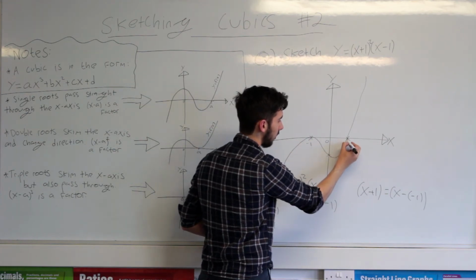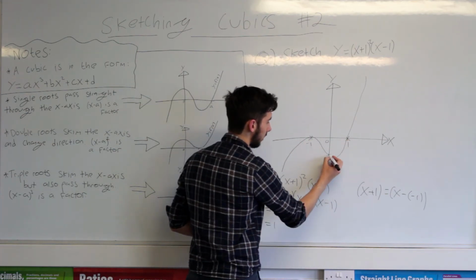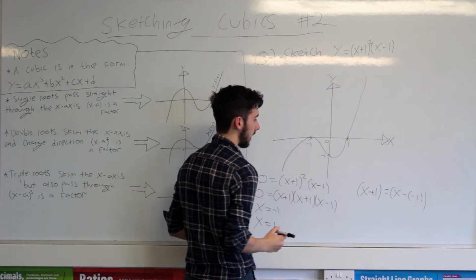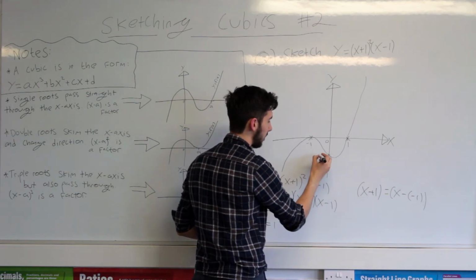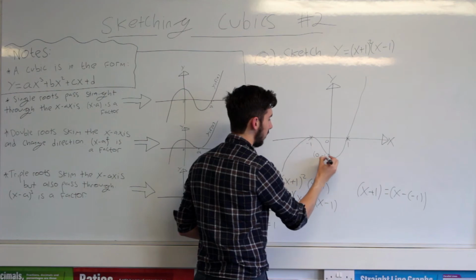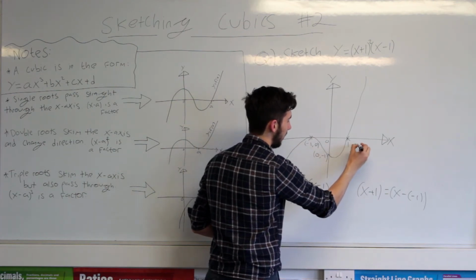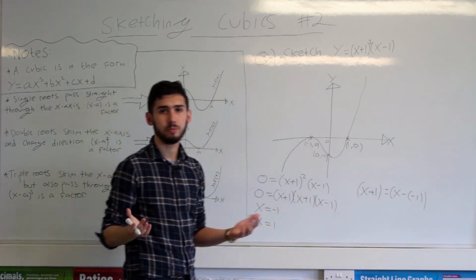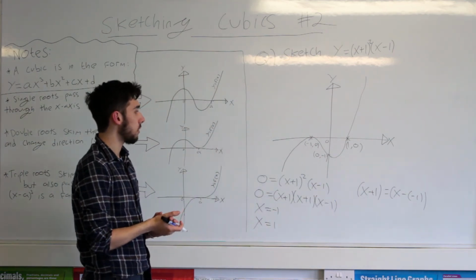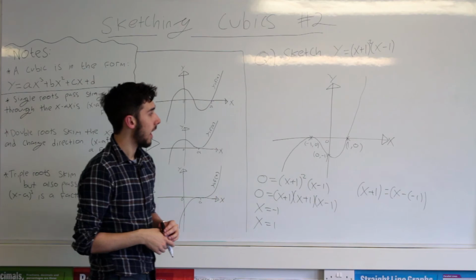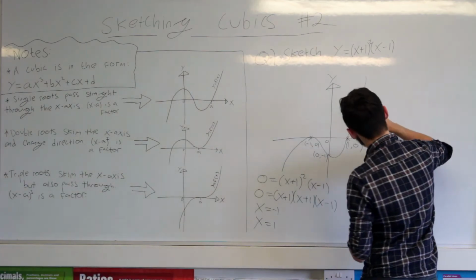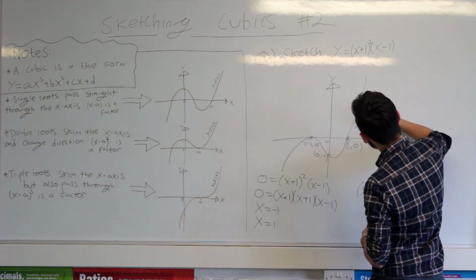This is the point 1. This is the point negative 1, or I should say, I guess you could say this is 0, negative 1. This is negative 1, 0. This is 1, 0. Okay, just like that. Nice. So these are the coordinates, and if we want to, we can label this y equals.